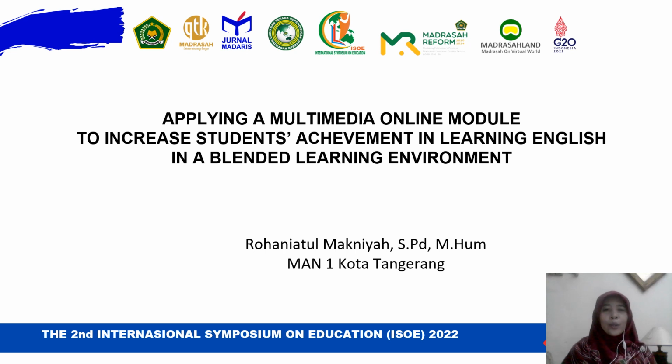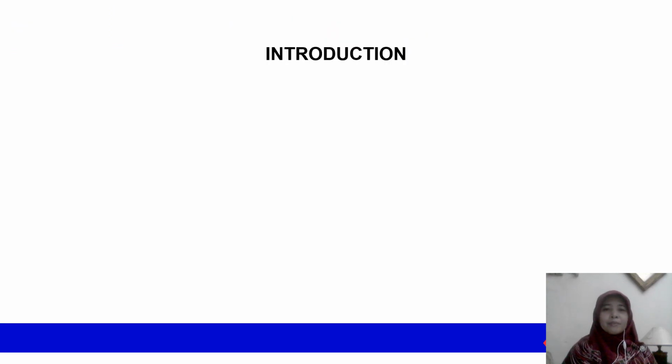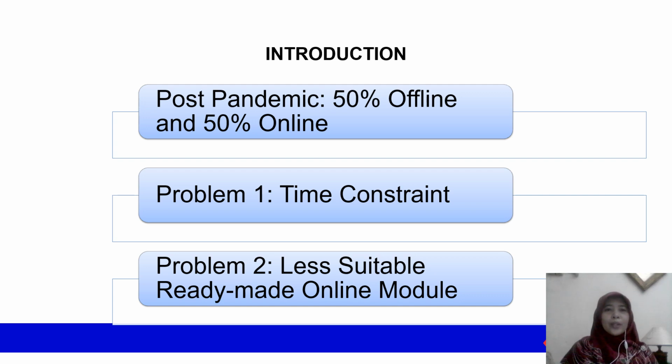Let's start with the introduction. As we know, the government policy during the post-pandemic is that the government allows schools to have 50% offline learning in school, in the classroom, and another 50% online. This is also applied in my school at the time, and this situation creates problems. The first problem is the time constraint.